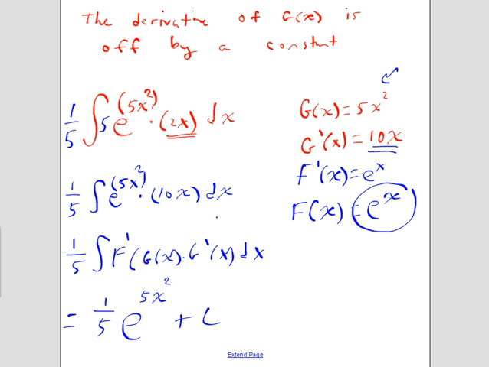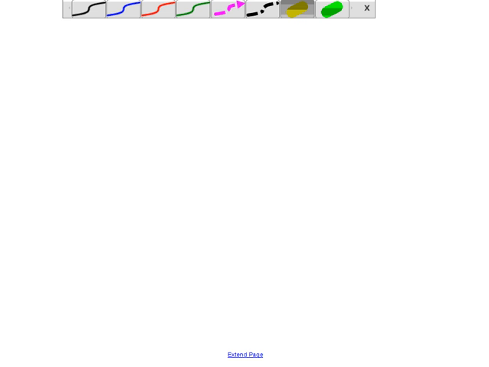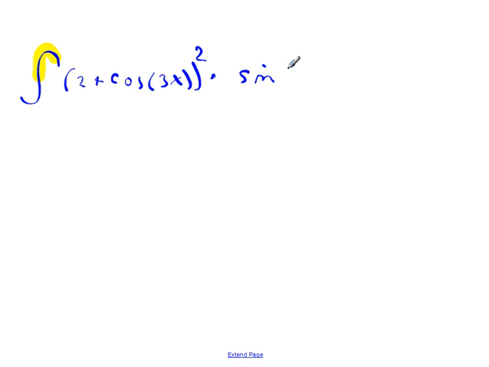Okay, we're going to look at a couple more examples, and this one's a fun and tricky one for us to consider. So let's imagine we've got the integral of 2 plus cosine of 3x squared times sine of 3x.